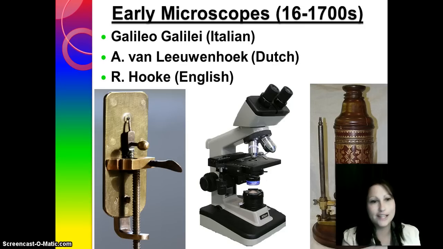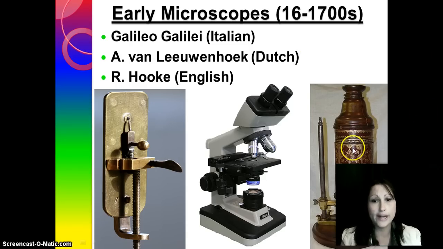So just a little basic history. The three names that you need to be familiar with are Galileo Galilei, an Italian inventor, Antony van Leeuwenhoek, a Dutch inventor, and Robert Hooke, an English inventor. These were the guys that they consider the fathers of microscopy because of their work in the 16 and 1700s.